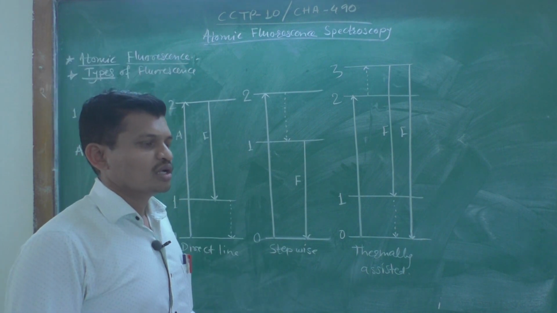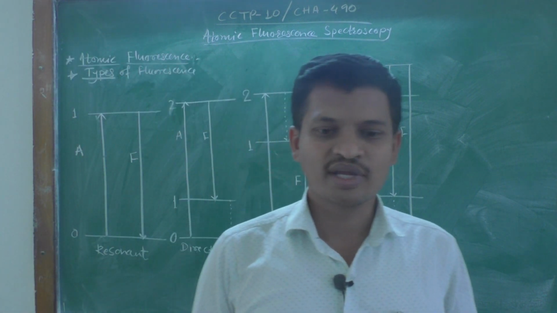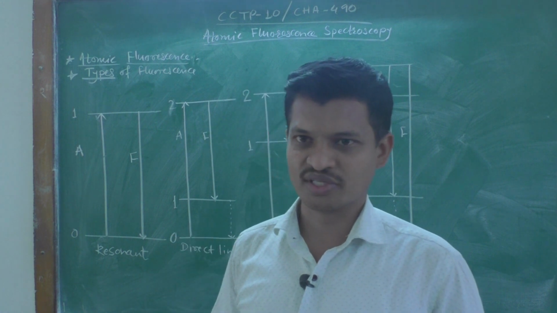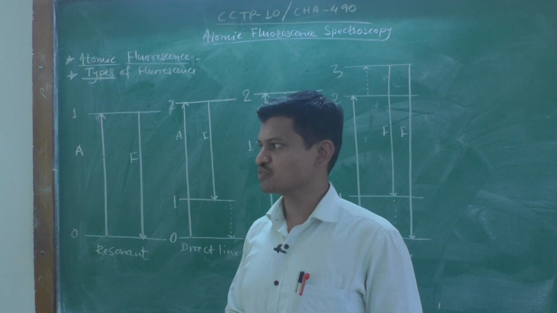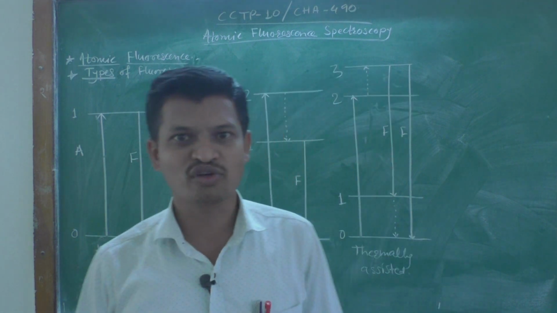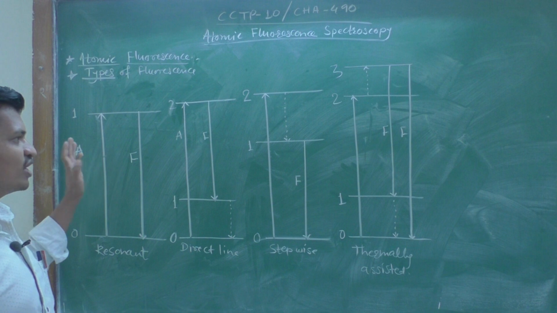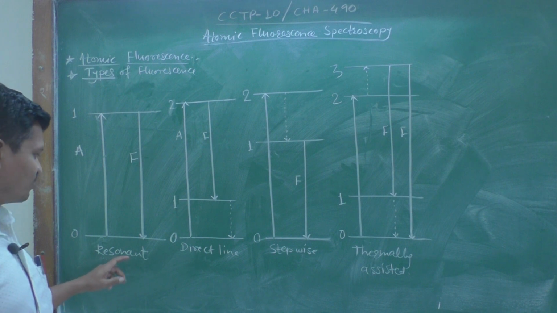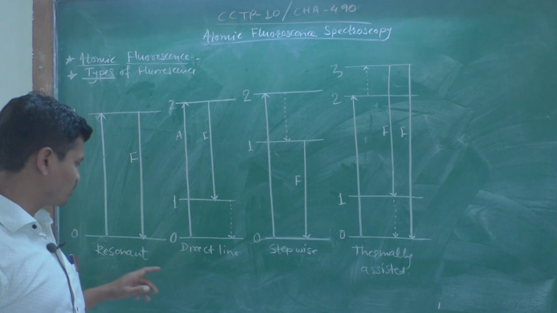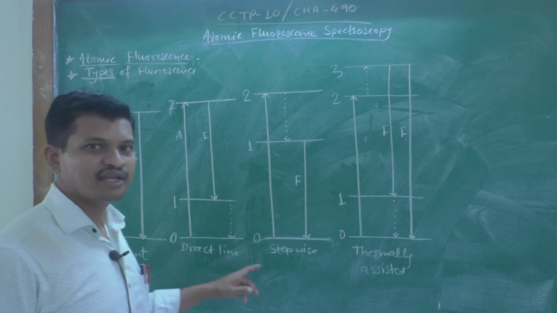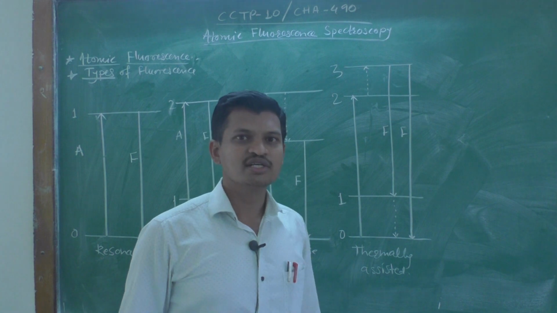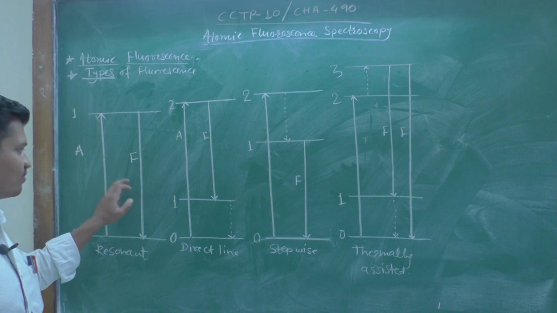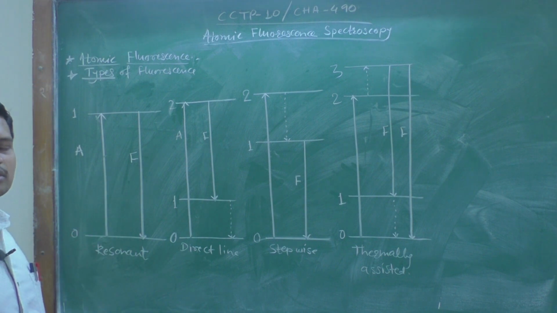Now, as the atoms get excited to higher electronic energy levels, they come across different modes of fluorescence. We call them types of fluorescence. Here the four different types of atomic fluorescence are depicted in this figure. There are actually four types: first is resonant, then direct line, stepwise, and the fourth is thermally assisted atomic fluorescence. Let us start with the first. What is meant by resonant atomic fluorescence?